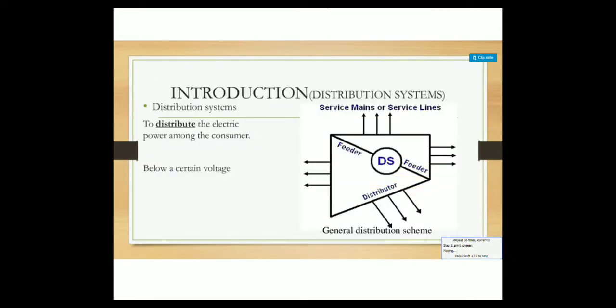Now coming to the overview of a distribution system, it consists of main parts. First is the substation, then the feeder, then the distributor, then the service mains. From the substation, the power will move to the feeder, where feeders are the current carrying elements, which are used to distribute the power to the distributor. The distributor will distribute and carry the same power to the service mains. From the service mains it is carried to the load. This is the overall layout of the distribution system, which includes substation, feeder, distributor and service mains.